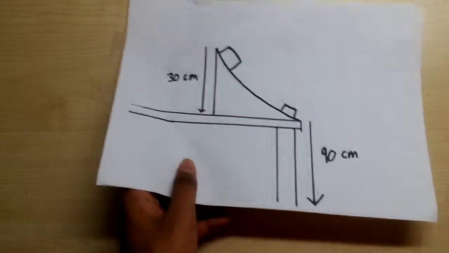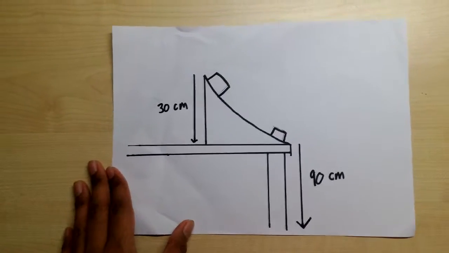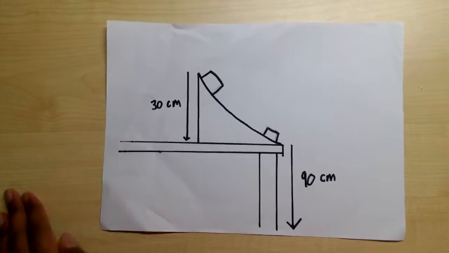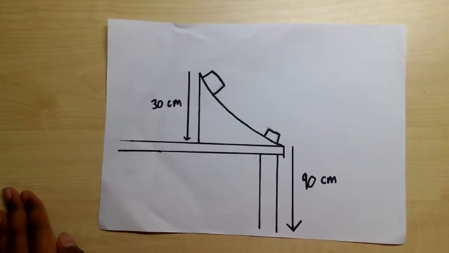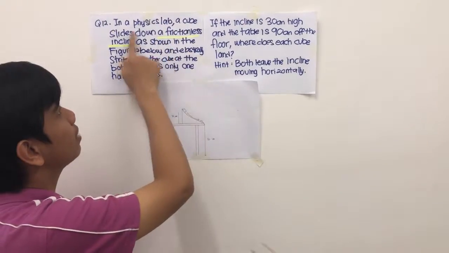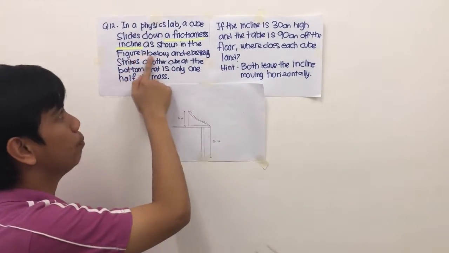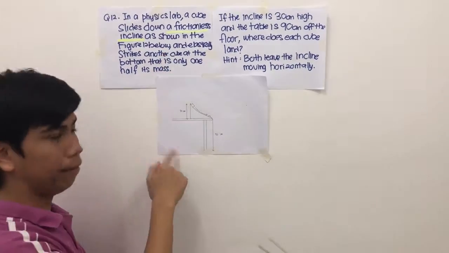Here is the diagram for this question. Now, let's move to the steps to answer this question. Question 12. In a physics lab, a cube slides down a frictionless incline as shown in figure 12. Let's see figure 12.